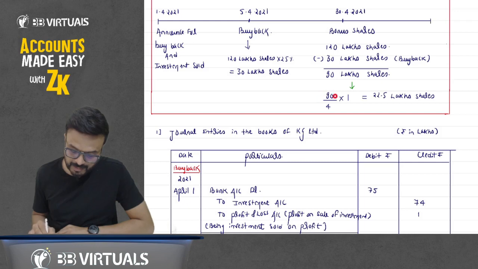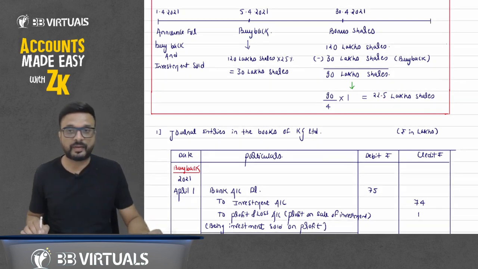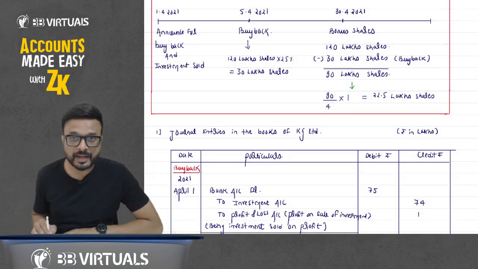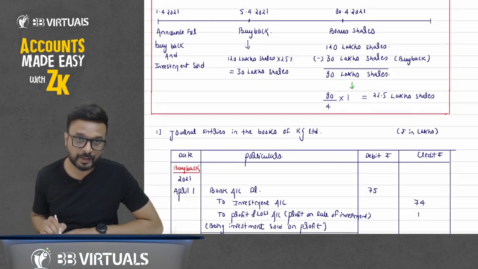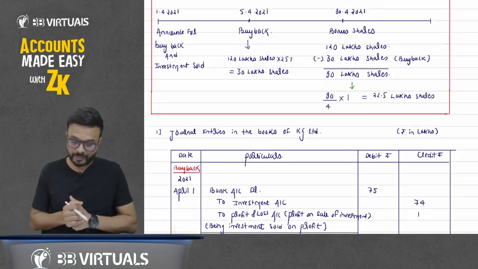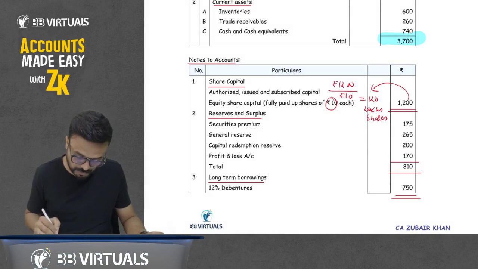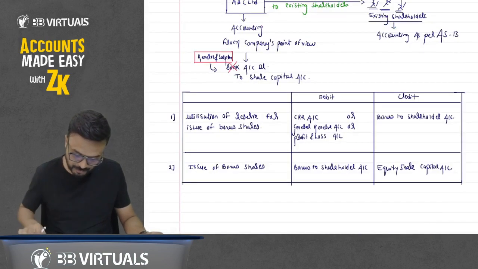So 90 divided by 4 multiplied by 1, that comes to 22.5 lakh shares. Okay. So what entry do we pass when we issue bonus shares? We have discussed it today.